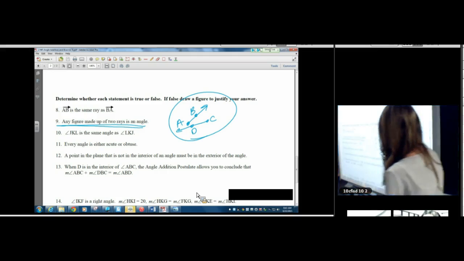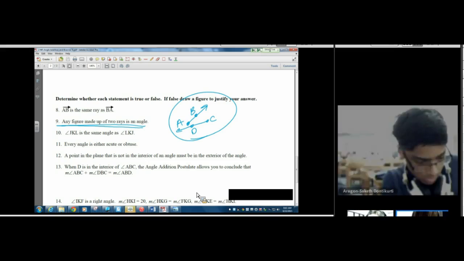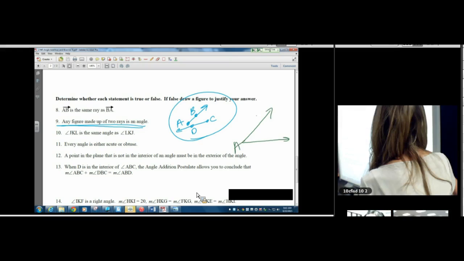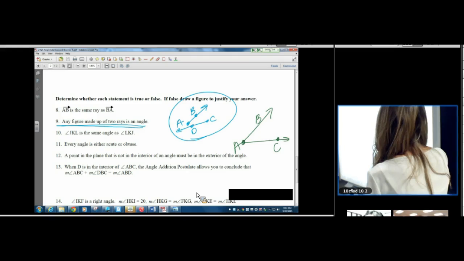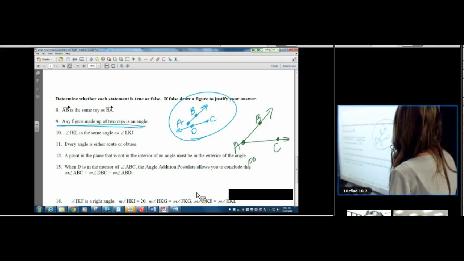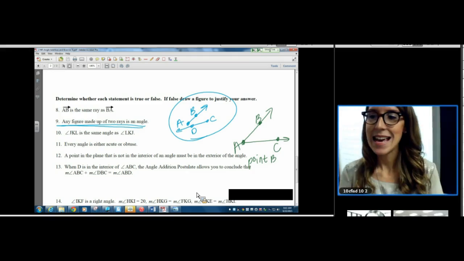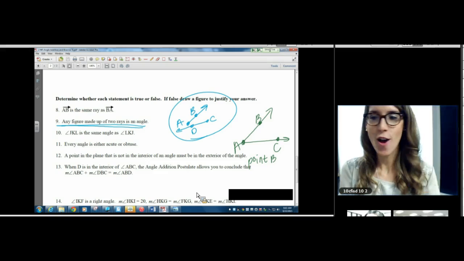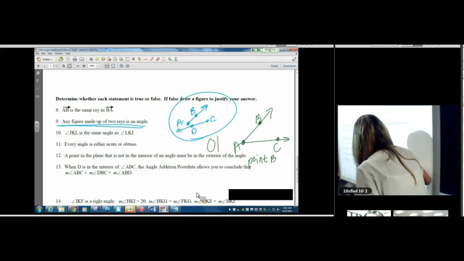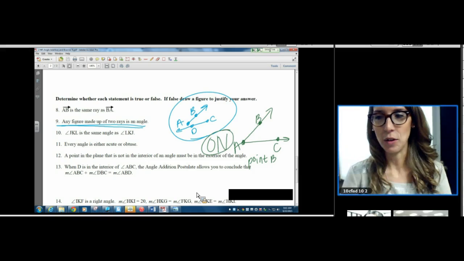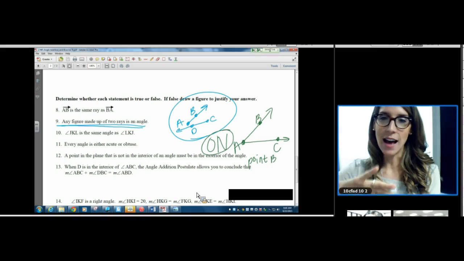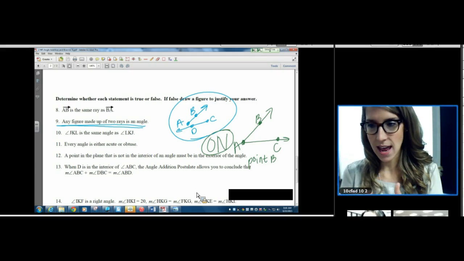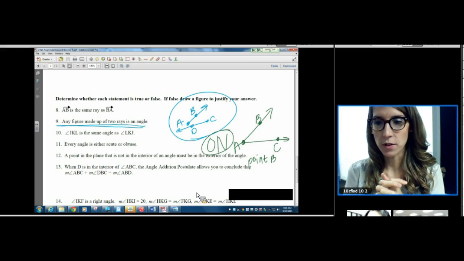Okay, so number 12. A point in the plane that is not in the interior of the angle must be in the exterior. So let's talk about point B in my picture. Is point B inside my angle? No. Is point B outside my angle? No. It is on my angle. So this is saying if it's not inside, then it's outside. But we're saying no, it could be inside, it could be outside, or it could be on the angle. So it's false. They're both false.